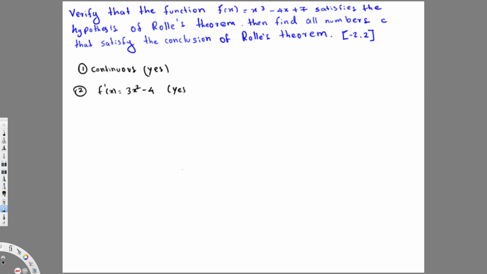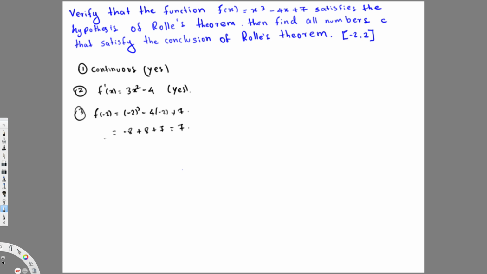The second is also yes. And for the third one, we have to find whether it gives the same value when we apply both endpoints, minus 2 and 2. So let's see. If I apply f of minus 2, this is going to give us minus 2 cubed minus 4 times minus 2 plus 7, which is equal to minus 8 plus 8 plus 7. The final value is 7.